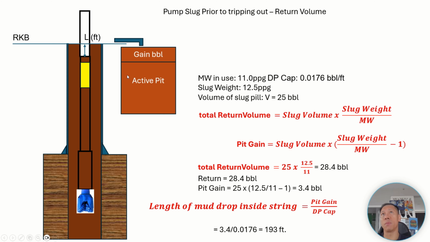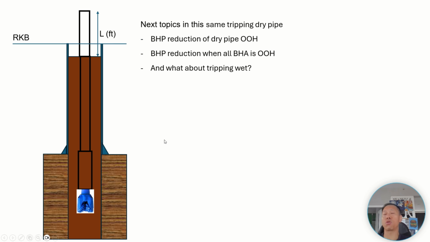Very straightforward. In this same series on tripping pipe dry, in the next videos I will address the borehole pressure reduction when you trip pipe dry out of hole, and what happens when you take all the drill collars and BHA out of hole dry. What is the borehole pressure reduction? And what about tripping wet? And the well control aspects related to tripping in the next videos.